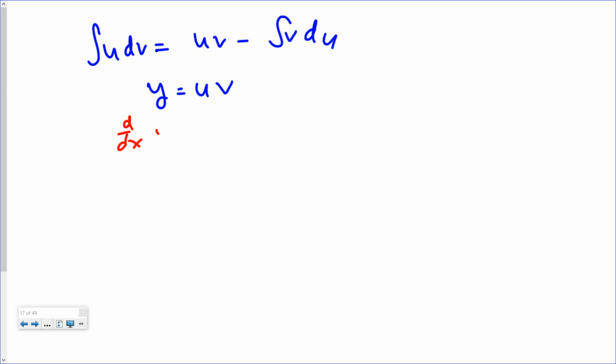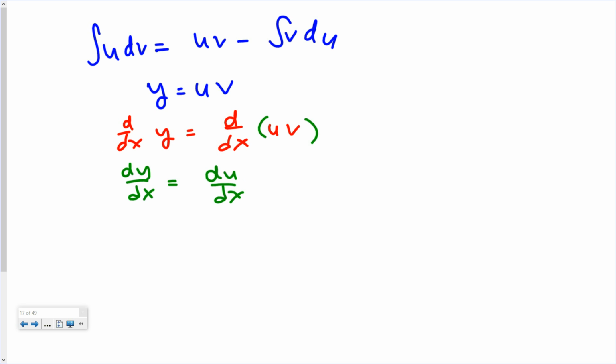And you take the derivative of both sides. So what I'm going to do is the d/dx of both sides. What I'll get on the left side is dy/dx, okay? What I'll get on the right side is the derivative of the first times the second plus the derivative of the second times the first, all right?